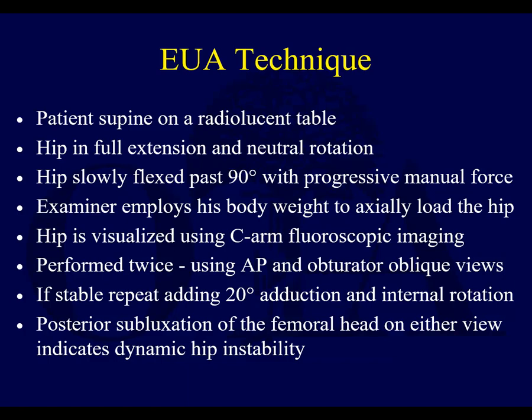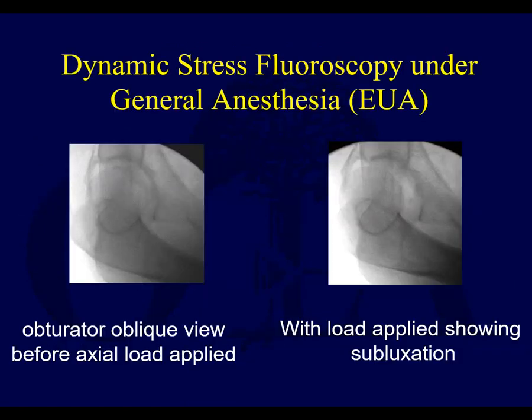If it's stable, you keep adducting and internally rotating it. And if you see posterior subluxation, that means it's unstable. So here you can see under general anesthesia, you have an obturator oblique view. You can see the hip is flexed up and congruent on the left, here, right? Nice congruent joint. And then here you can see that there's subluxation with axial load.